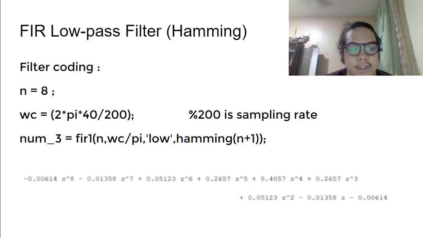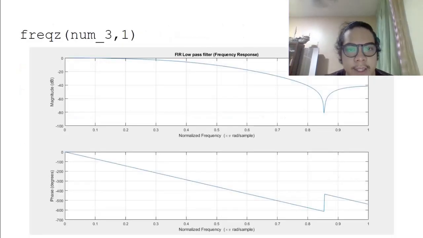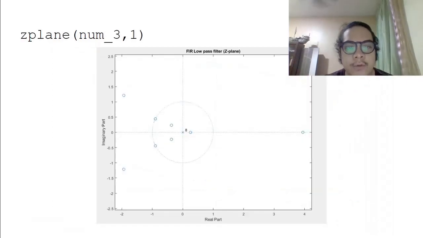The third filter design is the FIR low pass filter Hamming. The filter order is set to 8th order. The cutoff frequency is set to 40 Hz and the sampling rate is set to 100 Hz. By inserting the coding, we will get the equation. So to get the frequency response magnitude and phase, we insert the coding freq_z. And finally, to get the poles and zeros, we use the function z-plane.